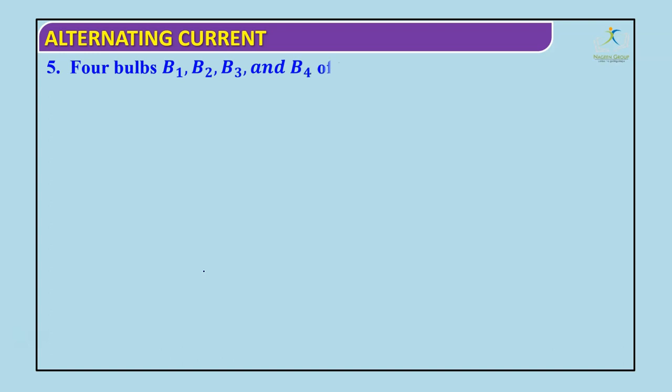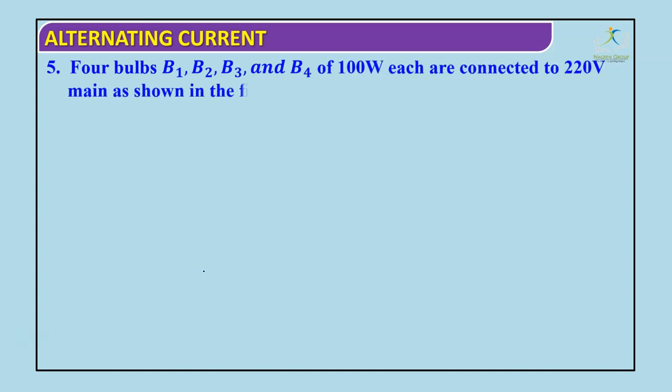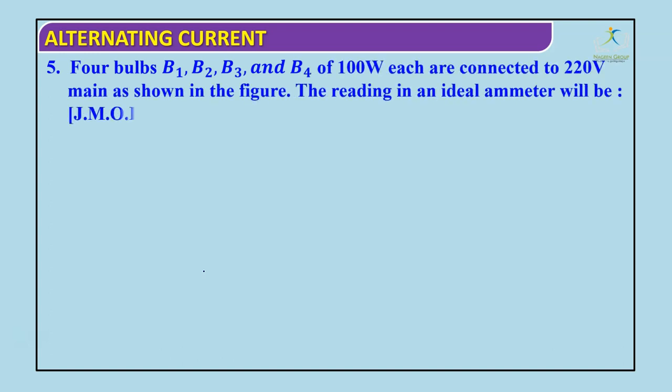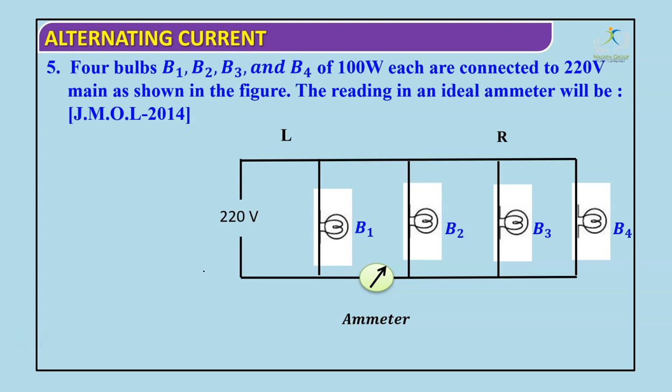Next question we have: 4 bulbs B1, B2, B3 and B4 of 100 watt each are connected to 220 volt mains as shown in the figure. The reading in an ideal ammeter will be this. Options: 0.45 ampere, 0.90 ampere, 1.35 ampere, 1.80 ampere. So the correct answer for this question is 1.35 ampere.